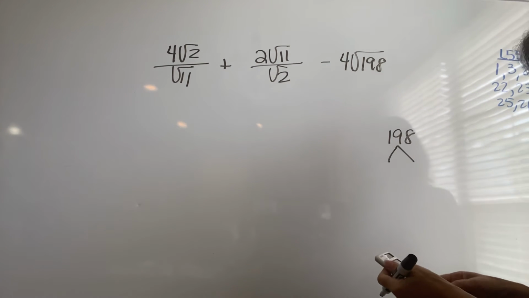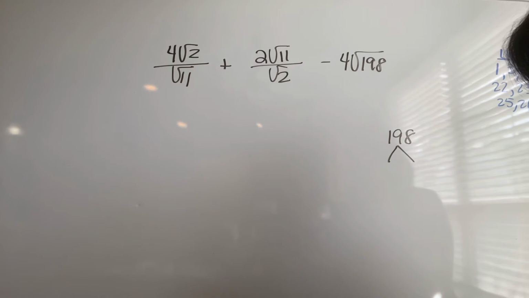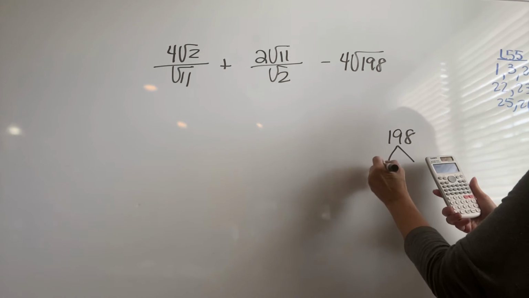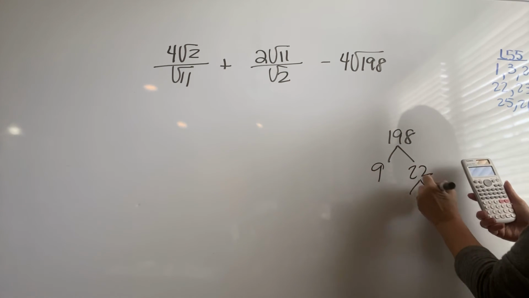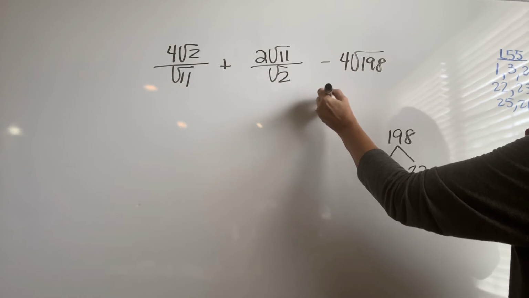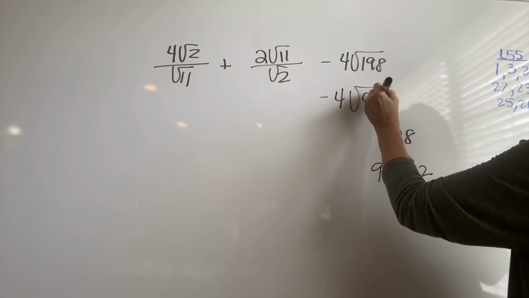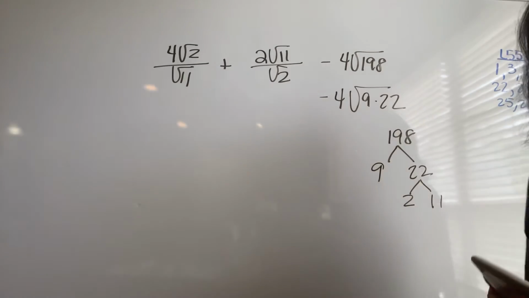I'm just going to see if 36 goes into 198. It doesn't. I'm thinking of perfect squares. So 36 doesn't. I know 25 doesn't. I wonder if 16 goes into it. It doesn't. Does 4 go into it? No. Does 9 go into it? Yes. So it's 9 times 22, and this is 2 times 11. So really, this is minus 4 square root of 9 times 22. I can unsquare that 9.